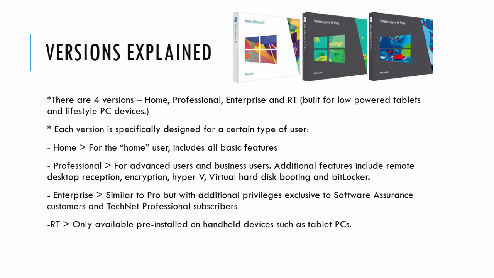It includes additional features such as remote desktop reception, encryption, Hyper-V, virtual hard disk booting, and BitLocker to secure or encrypt your external storage devices. And then you have the Enterprise version, which is similar to Pro, but it comes with additional privileges, and these are exclusive to software assurance customers and TechNet professional subscribers. And then you have the RT version, which is only available pre-installed on handheld devices such as tablet PCs. So we see that in the Microsoft Surface tablet, the Microsoft Pro tablet, etc.